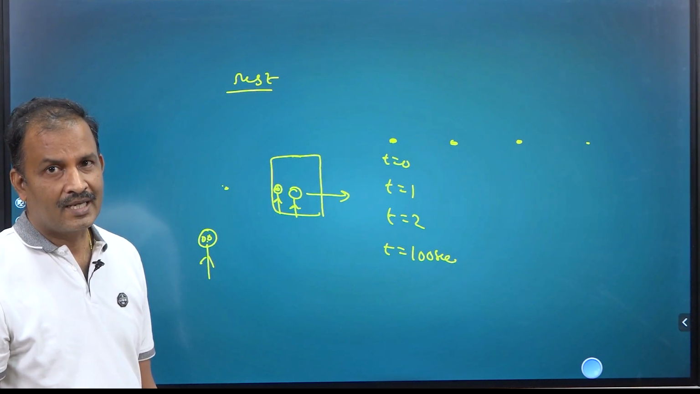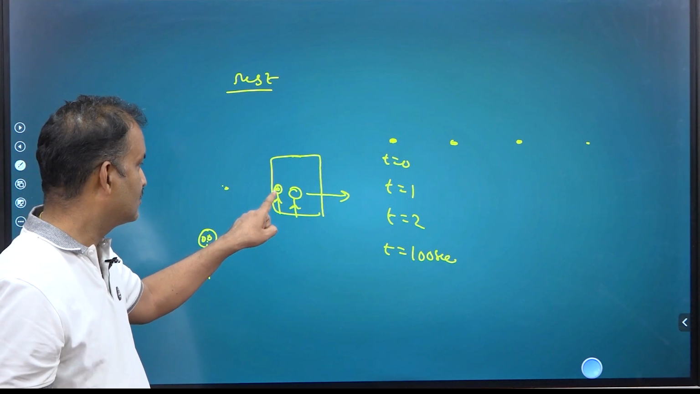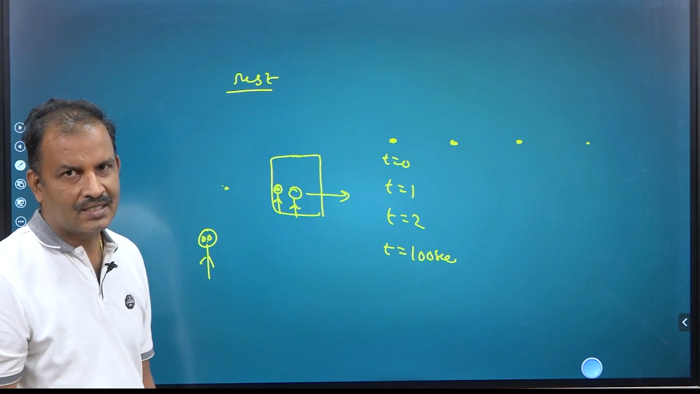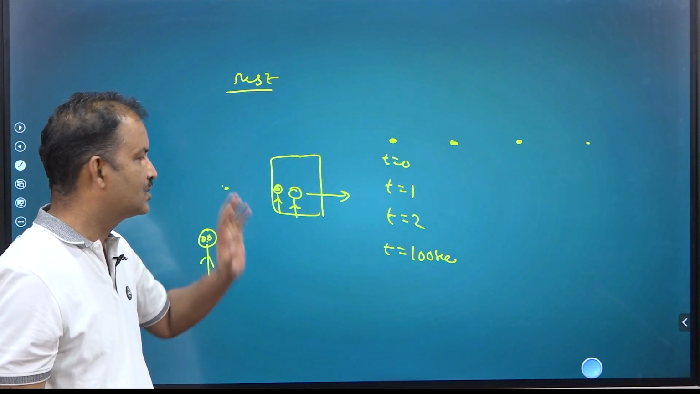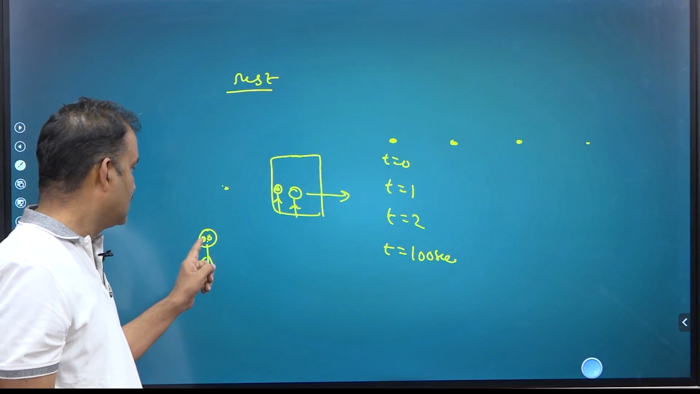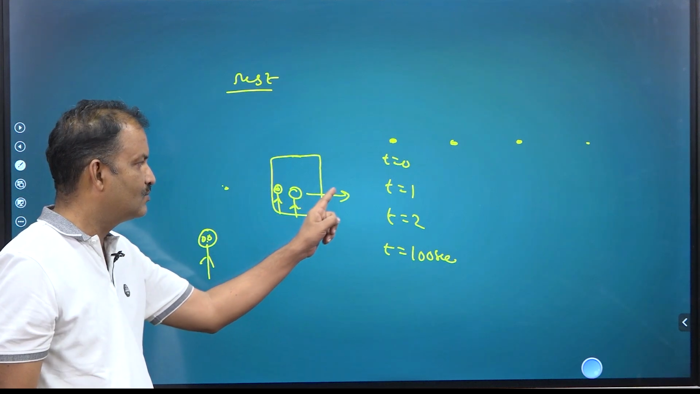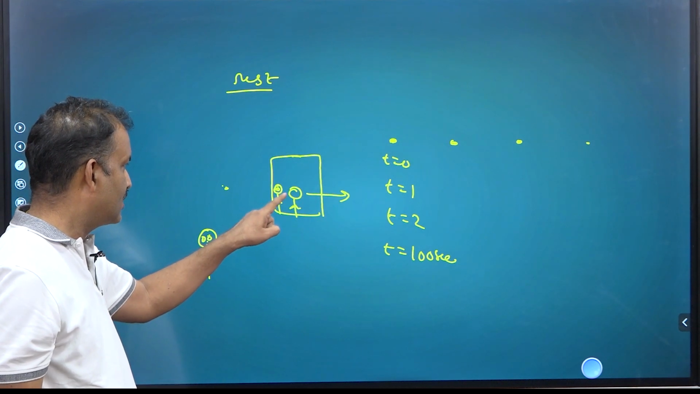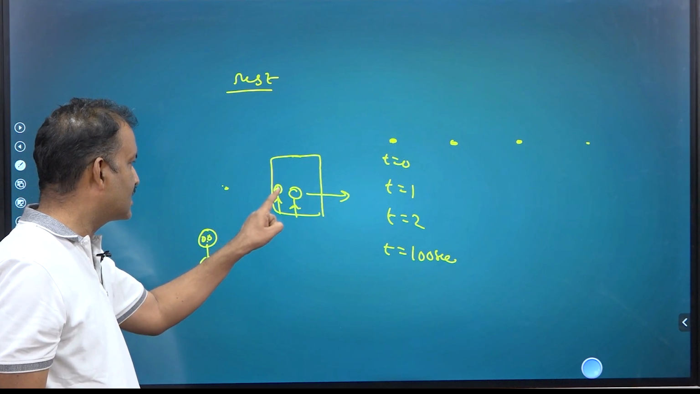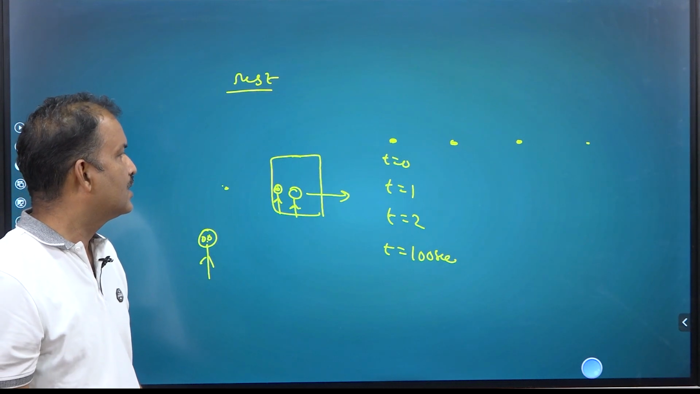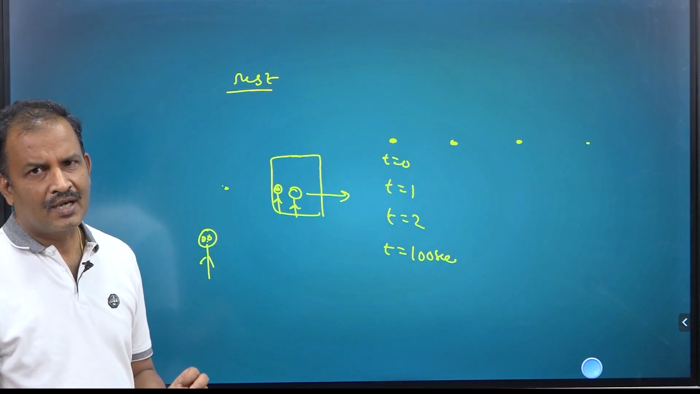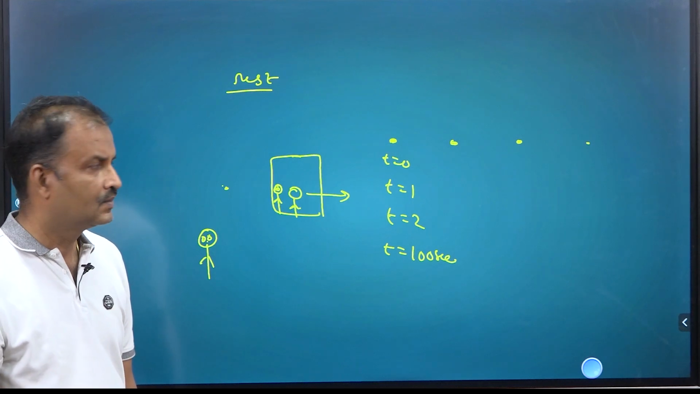They are relative terms. With respect to this person, he is at rest. With respect to this person, he is in motion. So, in this frame of reference, it is in motion. In this frame of reference, he is at rest. So, in this way, we can say rest and motion are relative terms.